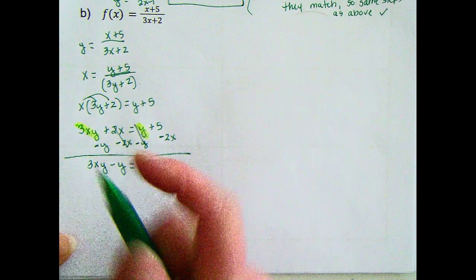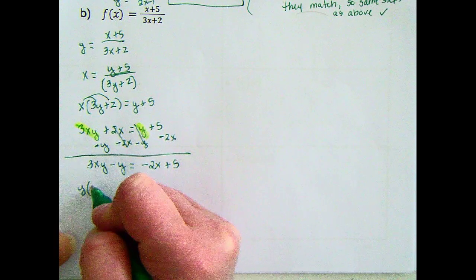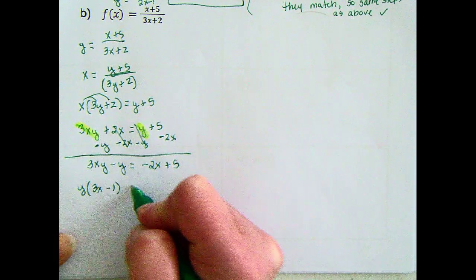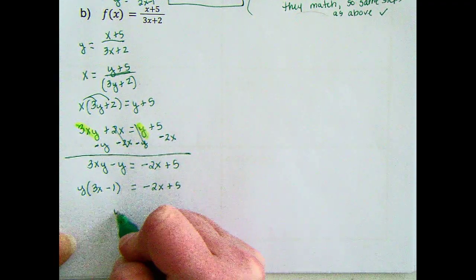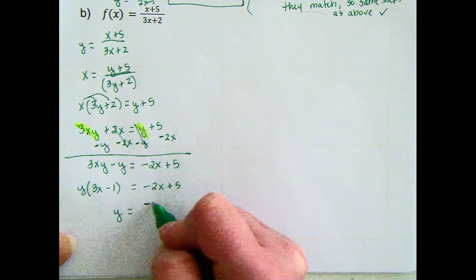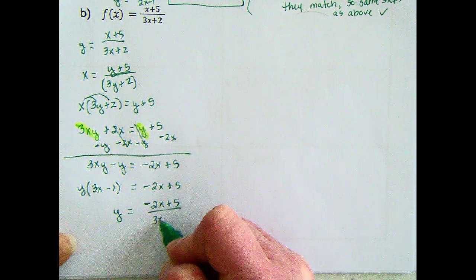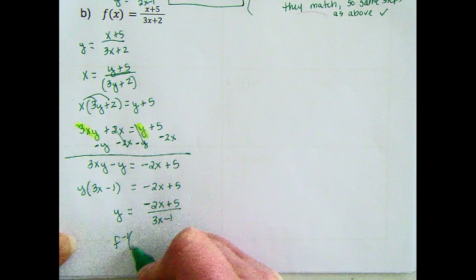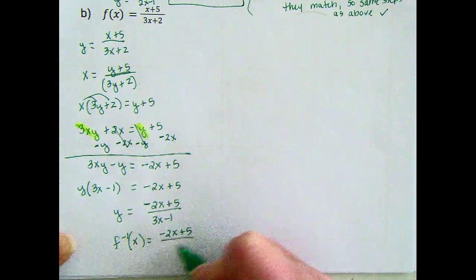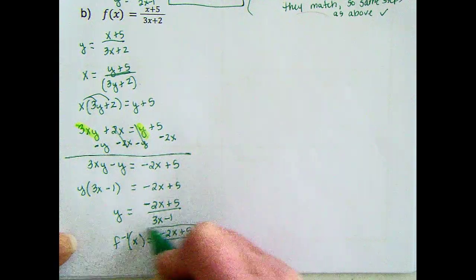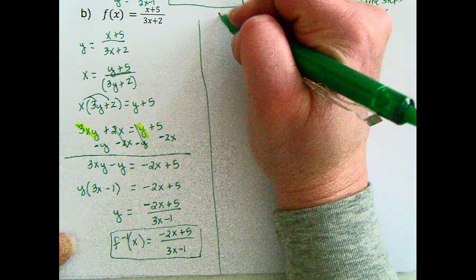Now that my y's are together, I can factor it down to just one y. So I'm dividing out the y. I get 3x minus 1. And finally, since it's y times, I can divide that whole quantity over. So I get negative 2x plus 5 divided by 3x minus 1. This should be my inverse, negative 2x plus 5 over 3x minus 1. I say it should be because now I'm going to have to verify it. So verify.